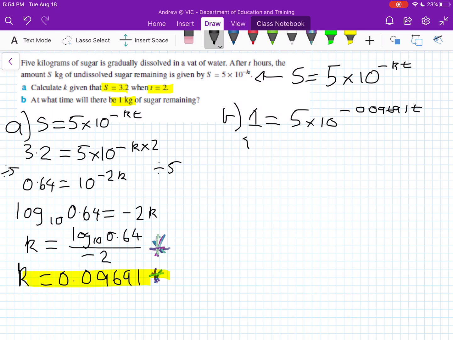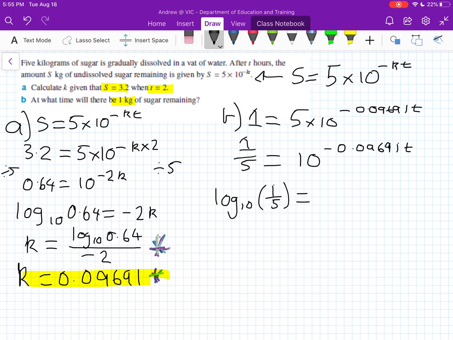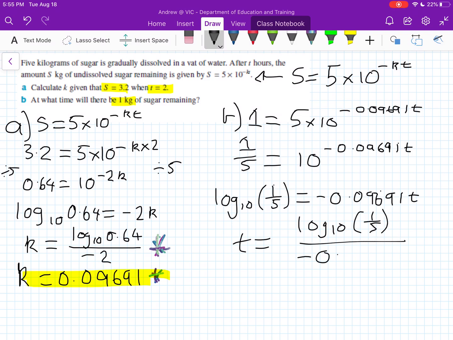So first, we divide both sides by 5, and we get 1 over 5 equals 10 to the negative 0.09691 t. Now we can break this out in a logarithm as well. So this becomes log base 10 of 1 over 5, and this is going to equal your exponent, negative 0.09691 times t. And then it's just like our last one. To work out t, it's equal to log base 10 of 1 over 5, over negative 0.09691, or your k value.